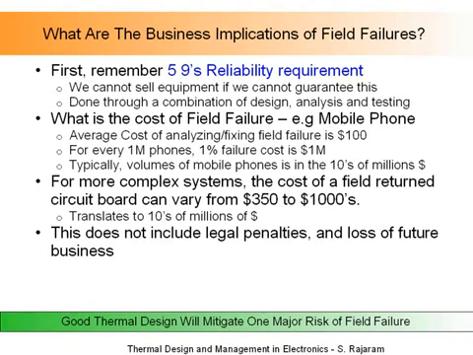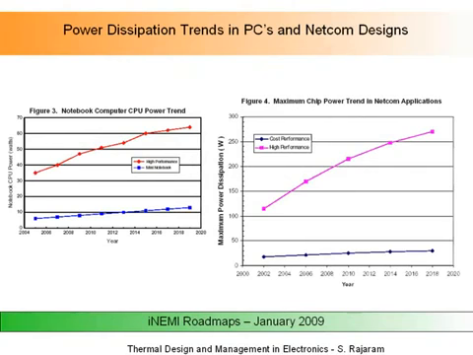Okay, so as most of you are well aware, the device power levels are continuously going up. On the left-hand side are the power levels shown for notebook computers, and this is the CPU. And for the high end, you can see the power level started around 30 watts and is going up all the way to about 60 watts. If you look at network communication equipment, the power levels today are exceeding 100 watts of power. So I'll show you some examples of that.